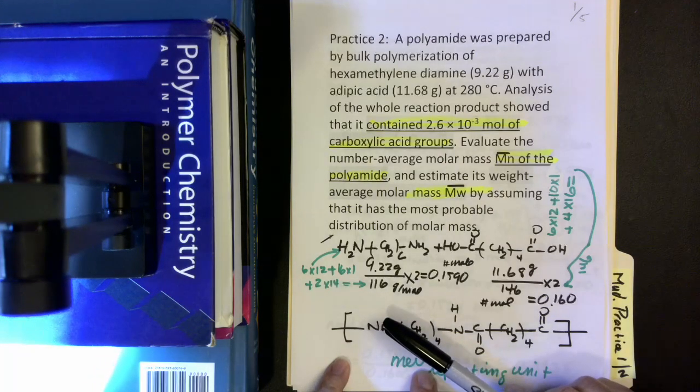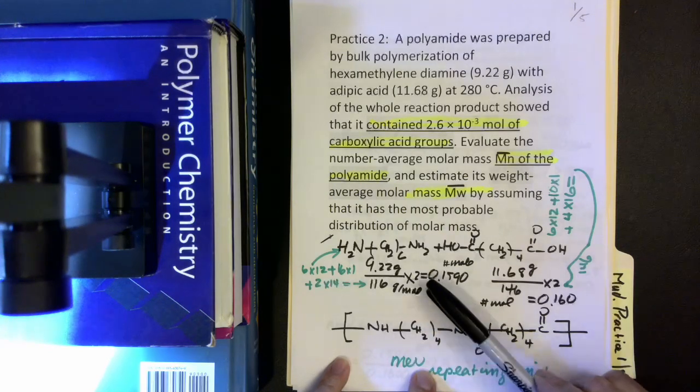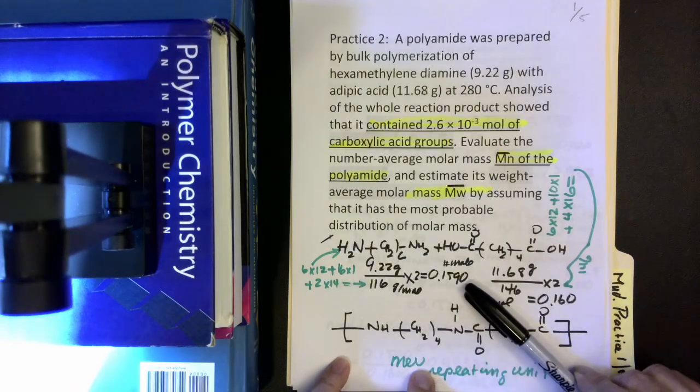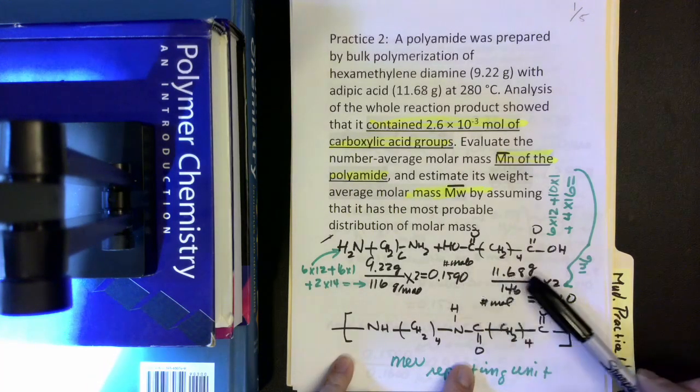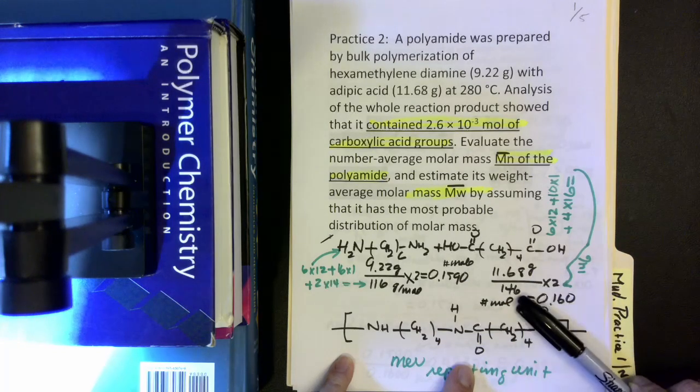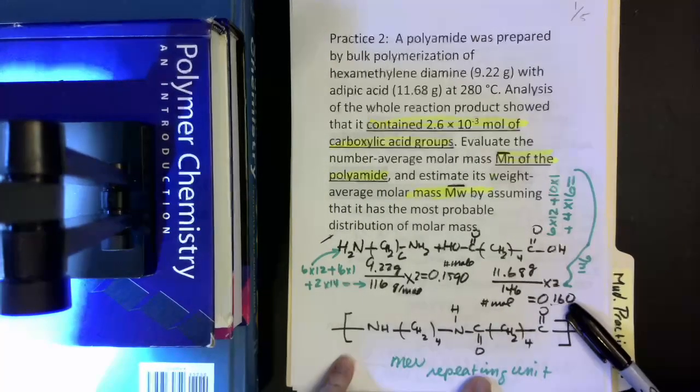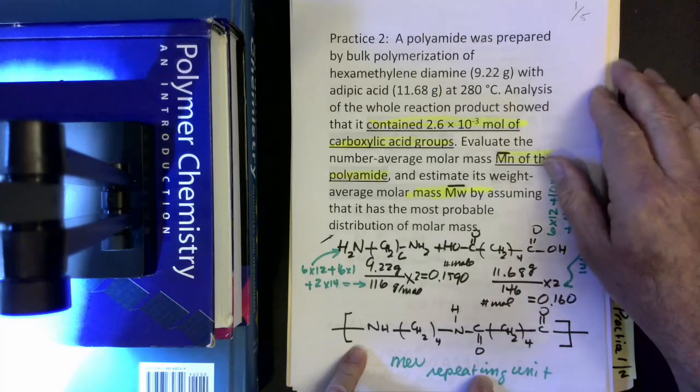So again, we have two NH2 groups. So we really need to multiply the number of moles by 2. If you don't, then you get the wrong answer. We have to multiply by 2, so that's 0.1590 moles of the diamine. Same thing for carboxylic acid, 11.68 divided by 146. So we get 0.160 moles for the dicarboxylic acid.